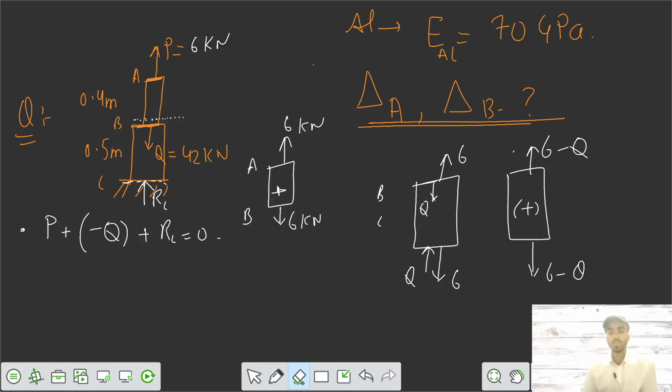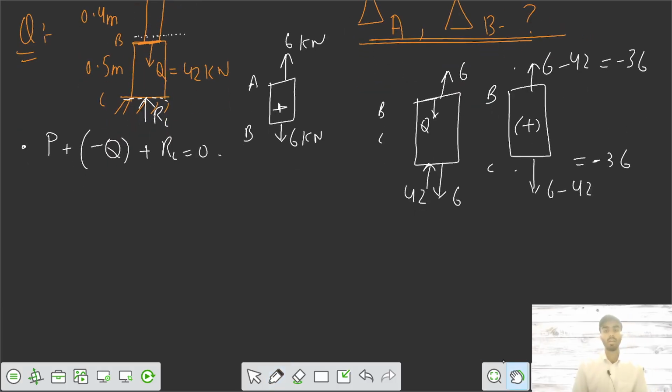We know the value of Q. We don't have to keep it as Q. We can use the value of Q directly. What is the value of Q? 42 kilonewton. And here it's also 42 kilonewton. So the net value becomes minus 36. Minus means the direction you assumed, that the force is tensile acting on the member BC, but the force is negative, meaning the force is acting compressive.